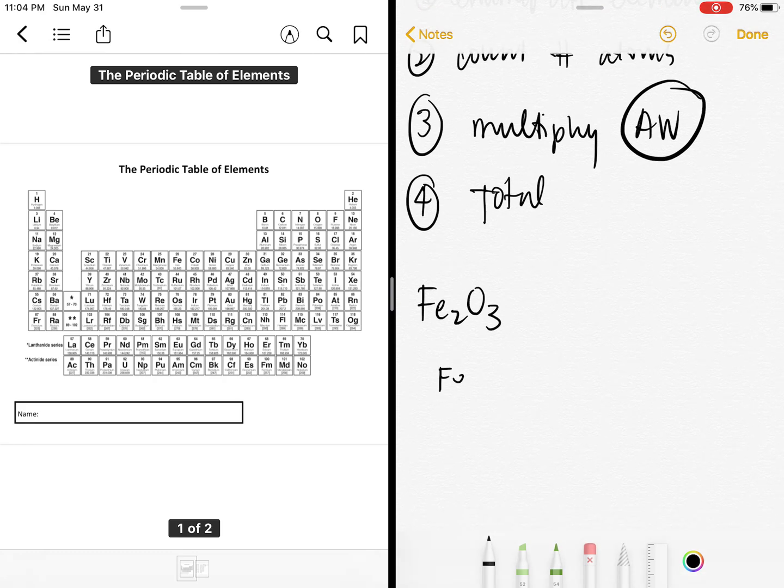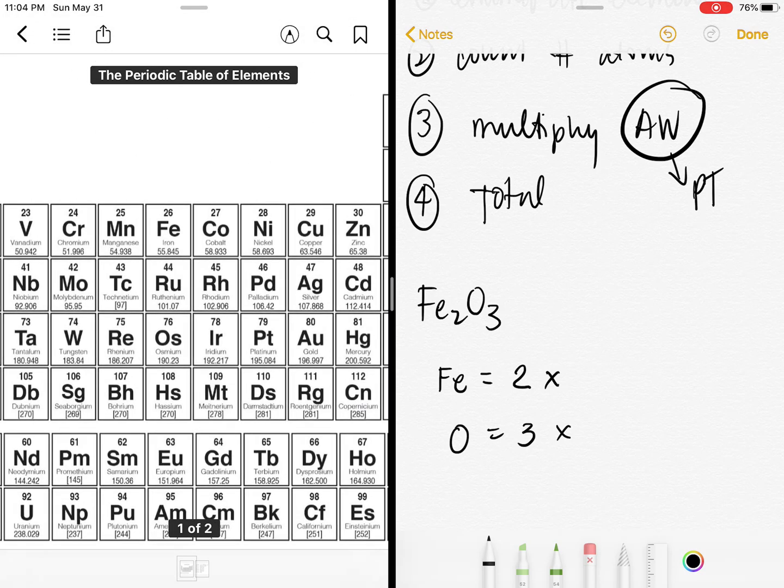So, step 1, enumerate. Meron kang iron, meron kang oxygen. Step 2, count the number of atoms. Paano mo nga ulit malalaman yung number of atoms? Kung ano po yung ating subscript. So, dito ay 2, dito ay 3. Next, multiply with their atomic weight. Saan makikita tong atomic weight? Sa periodic table. So, here is your iron. It's 55.85.